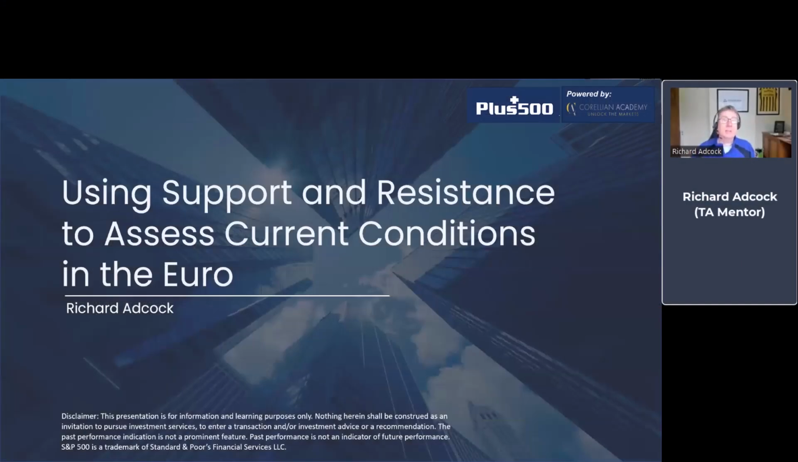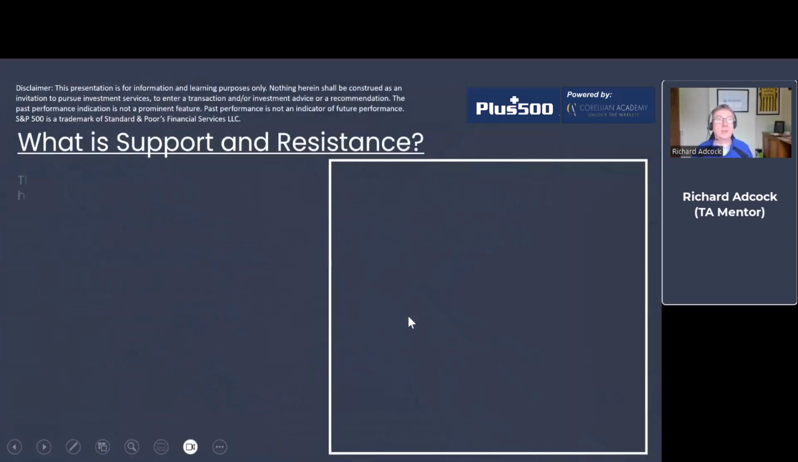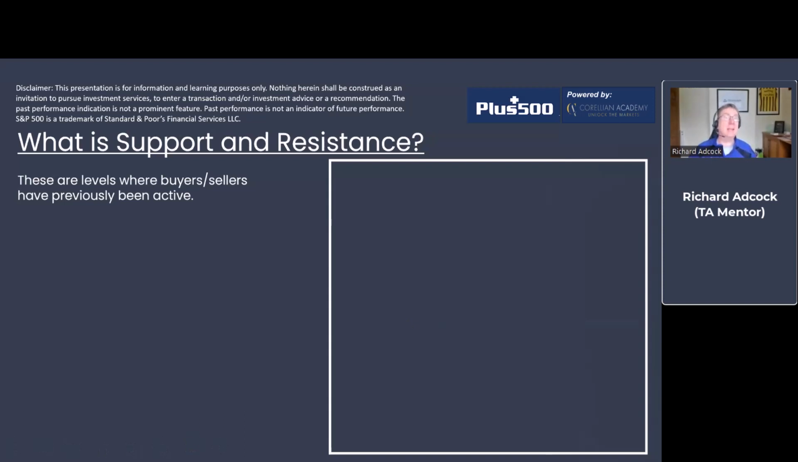Great. Well, what I want to look at now is an educational side, looking at technical analysis and how we can use support and resistance to assess the current condition within the euro, and in particular the euro dollar, and how we can gauge the current activity that we're seeing by using support and resistance. But I think it's important for us to take a look at what support and resistance is, and to gain an understanding of how important this is to use within a day-to-day trading strategy.